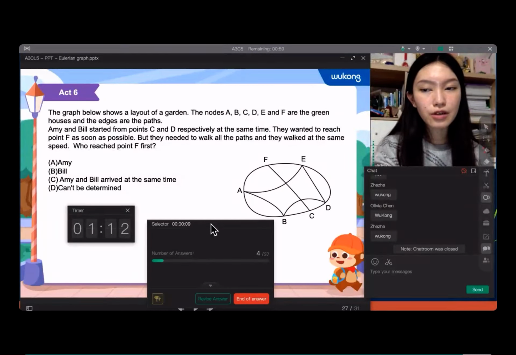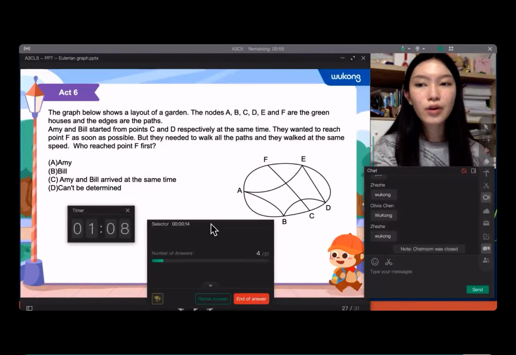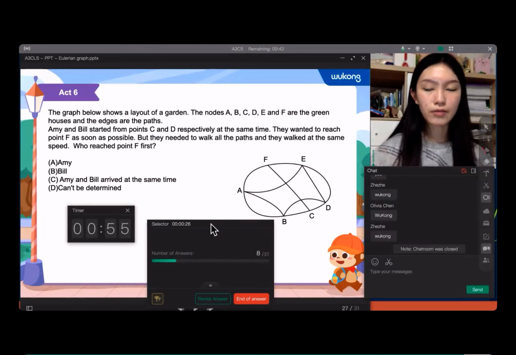So very similar to the last question. If you want to find out who's going to reach F first, we're going to see who can do an Euler path, okay? So I recommend you to find out the odd node in the diagram first.